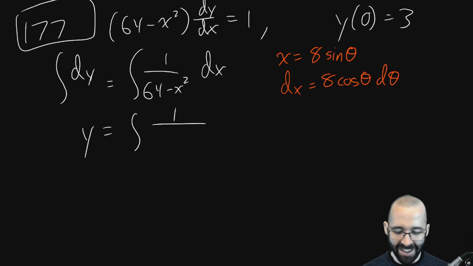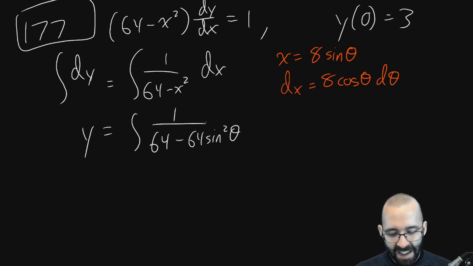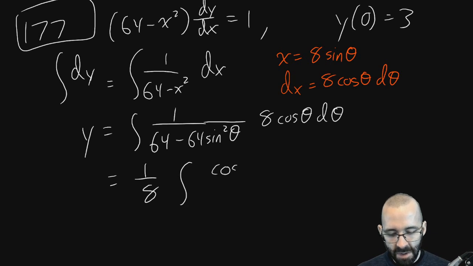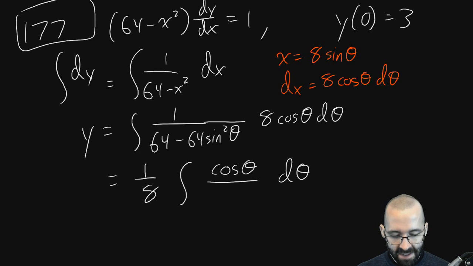I'm just going to do it apparently. I think we do. 64 minus 64 sine squared of theta times 8 cosine of theta d theta. If we don't, we'll find out. So we get an 8 that comes out. We get a 64 that comes out. That leaves us with cosine of theta d theta all over 1 minus sine squared, just cosine squared.